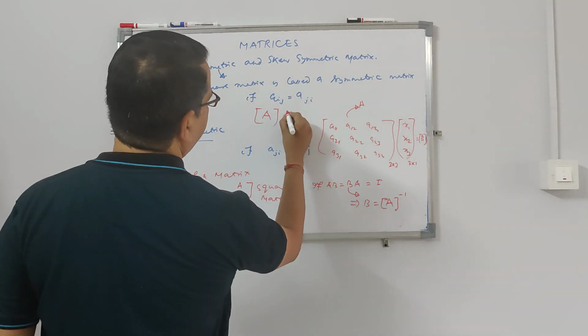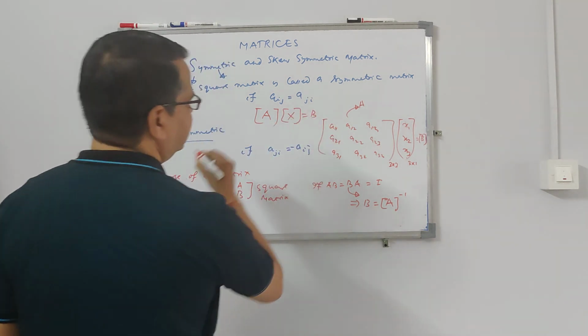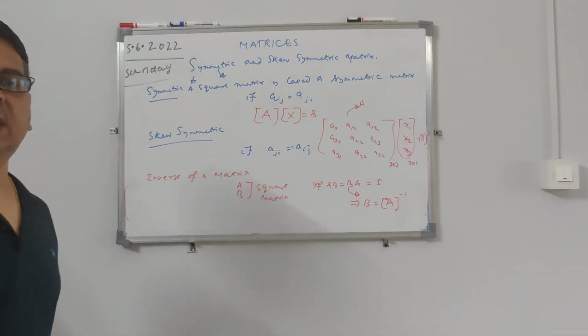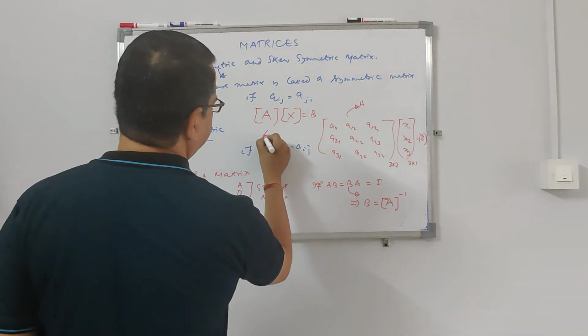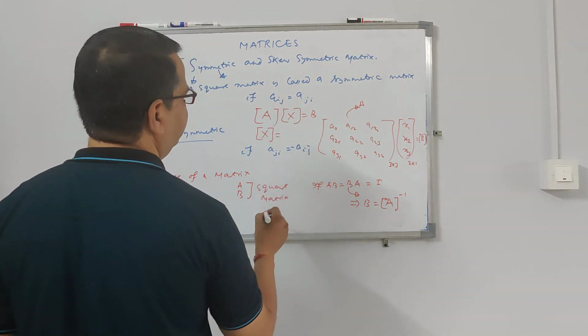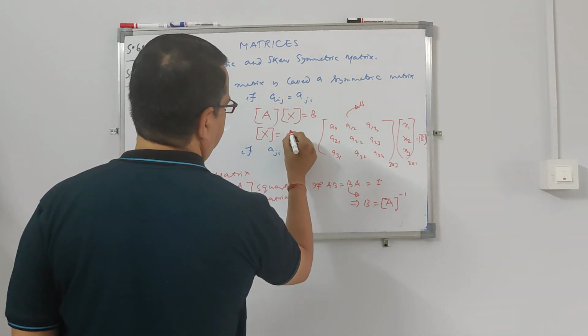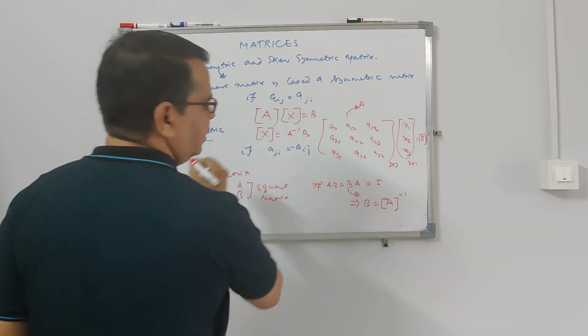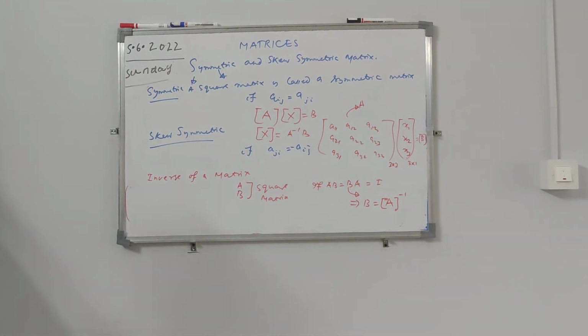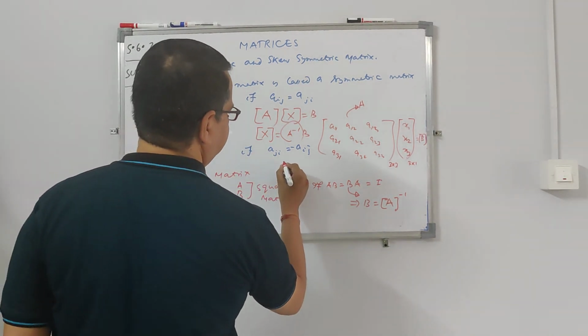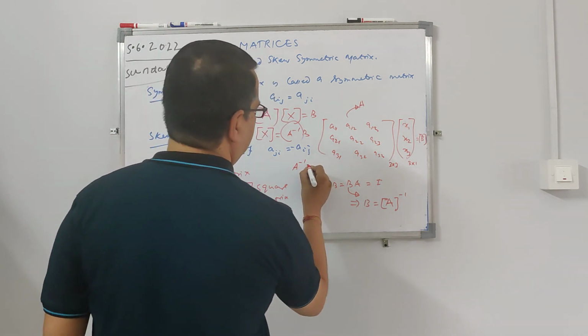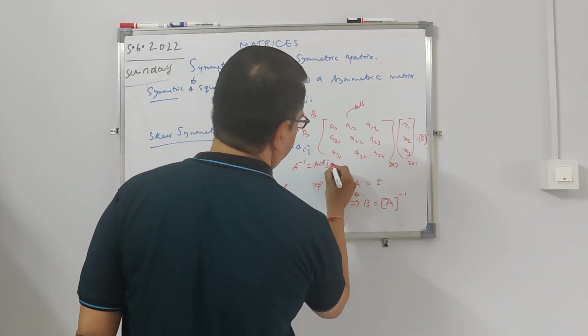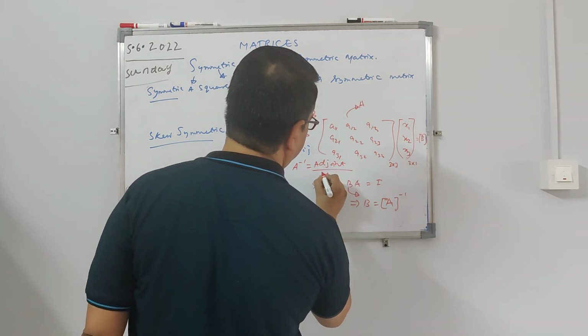Then A into the column matrix x is equal to B. My unknowns are x1, x2, x3, so this column matrix x will be A inverse B. So x is equal to A inverse B, and you need to find out what this inverse is. A inverse is equal to adjoint of A divided by determinant of A.